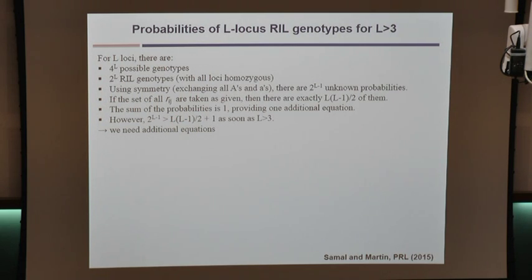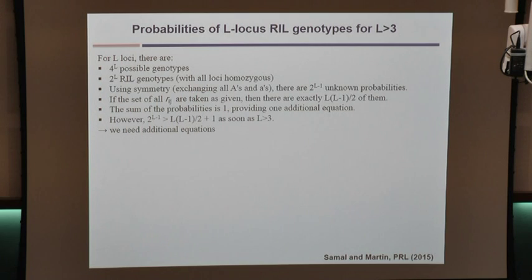Okay? The plus 1 is for the sum of the probabilities of all genotypes being equal to 1. Okay? So as soon as you go beyond 3, there's a problem. You need an additional equation. I would like to give you the result now because it will get slightly more technical after this.